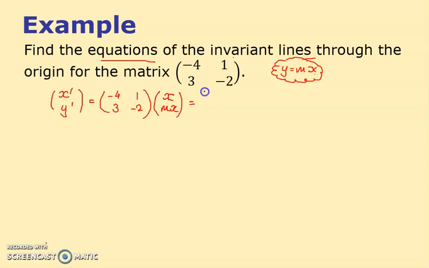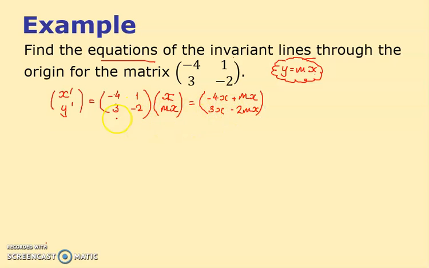So let's multiply this out. What will I get? I'll get minus 4x on that. And I'll get 1 times the mx, so that's plus mx. And I'll get 3 times the x for that. And I'll get minus 2mx.